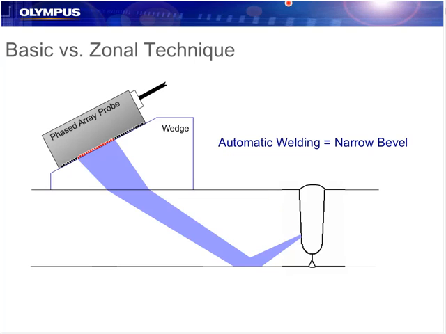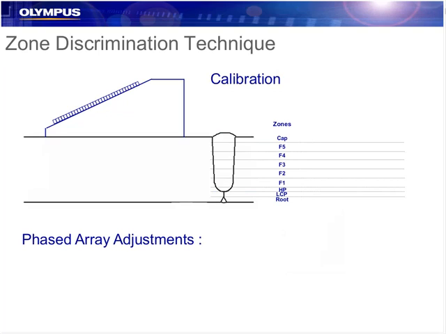So automatic welding, a lot of times we have a very narrow bevel when we make pipeline joints. In order to make sure that we can detect especially lack of fusion and hit that bevel angle at the proper incident angle for detection and sizing, what we normally do in a zone discrimination technique is look at the joint design and then split the weld into various zones.